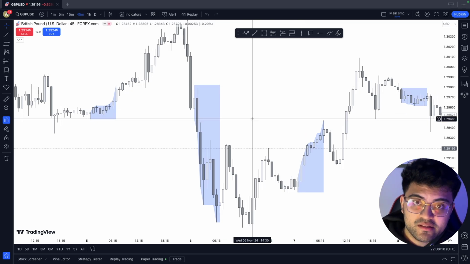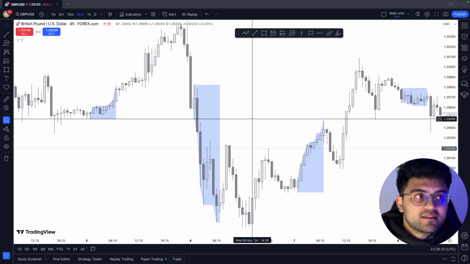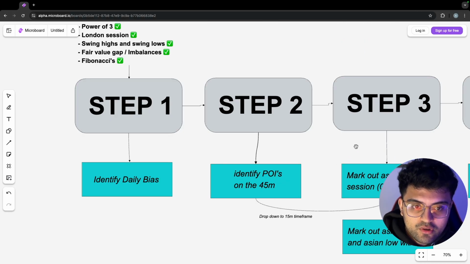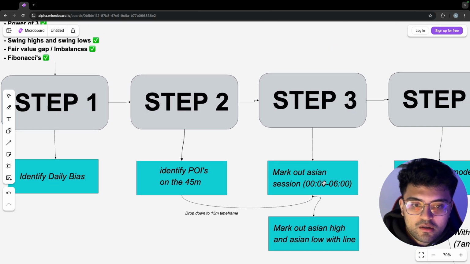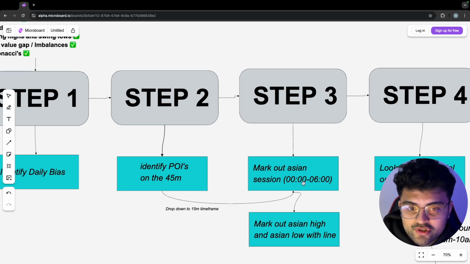We want to identify these points of interest so we know that we're actually trading from a logical place. Now, if you want to go extremely mechanical, then you can skip this step, go on straight to our step 3, which is to mark out our Asian session. Now, the Asian session is going to be midnight to 6 a.m.